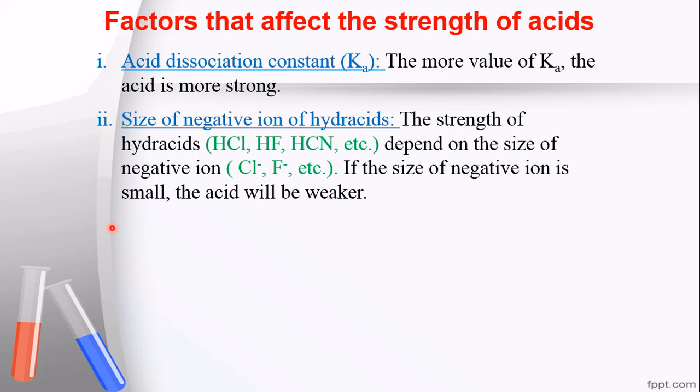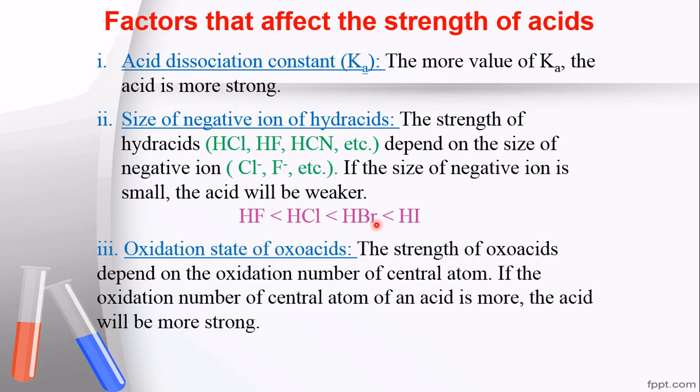Now we can compare these four acids: hydrofluoric acid, hydrochloric acid, hydrobromic acid, and hydroiodic acid. In these four acids, fluoride ion, chloride ion, bromide ion, and iodide ion are the negative ions. Here the size of the fluoride ion is the smallest and the iodide ion is the biggest. So the weakest acid is hydrofluoric acid and the strongest acid is hydroiodic acid.